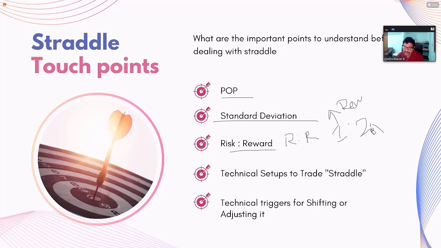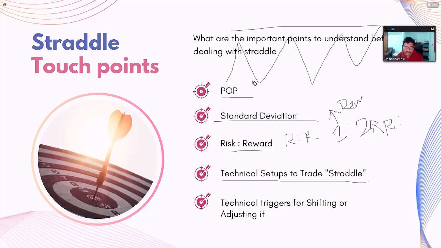Okay, 2 is my risk. So I generally always talk in terms of 1 is to 2. And then what is the basic technical setup? First of all, it should accommodate whatever your straddle range is in terms of the chart also. Then you can think about a straddle. Otherwise, don't even think about it. Otherwise there is a huge possibility that whatever you are looking at as a straddle in terms of premium, there is a fair chance that it can drag you to the other end of the range. Okay.